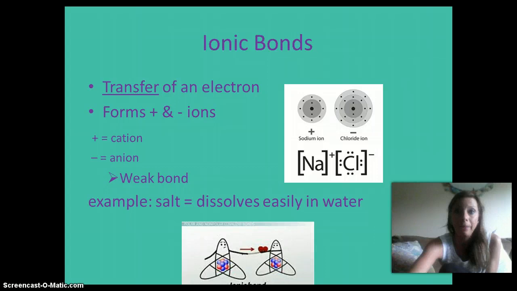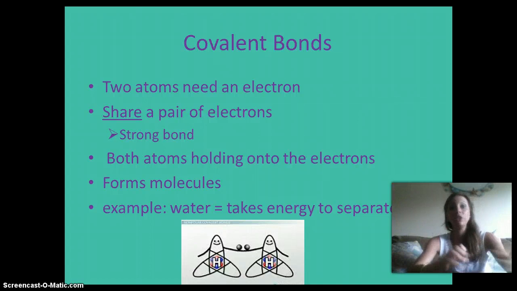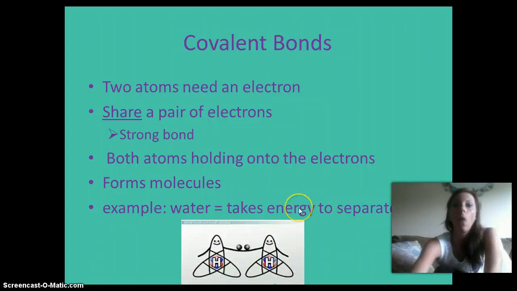Covalent bonds are going to be a strong bond formed between two atoms that need an electron. So they're going to share this pair of electrons. So both atoms hold on to their electrons and they share them together. And this forms molecules. An example would be water. So in water molecules, the oxygen and the hydrogens share electrons. And it's going to take energy to separate a water molecule.